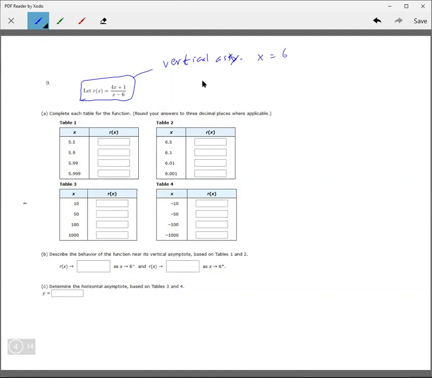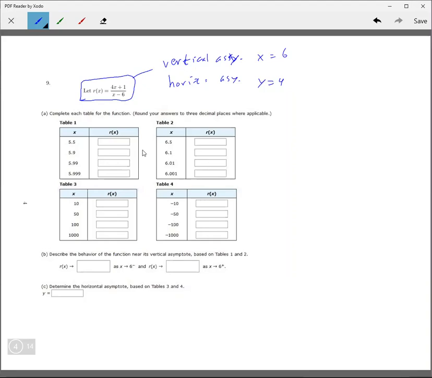At x equals 6, and a horizontal asymptote y equals 4, because it's 4 over 1. The x's are the highest order term. So y equals 4. X equals 6 and y equals 4.